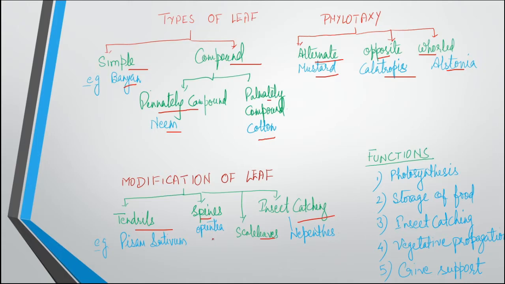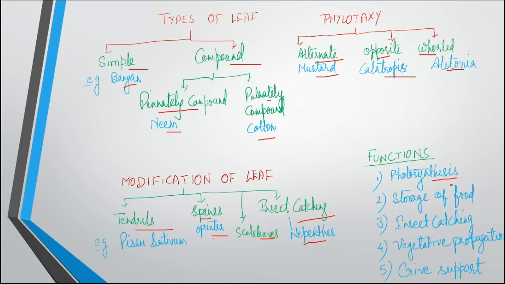Then in case of Opuntia and other xerophytic plants, leaves are modified into spines to minimize the rate of transpiration. Some of the leaves are modified as scale leaves. In some plants like insectivorous plants, they are modified into a pitcher-like structure, like in case of Nepenthes, etc. And the various functions performed by leaves are photosynthesis.